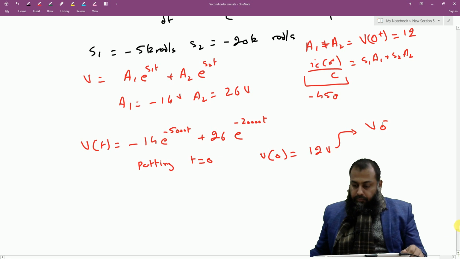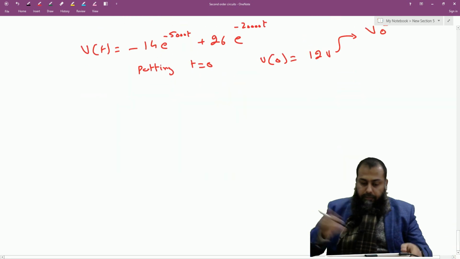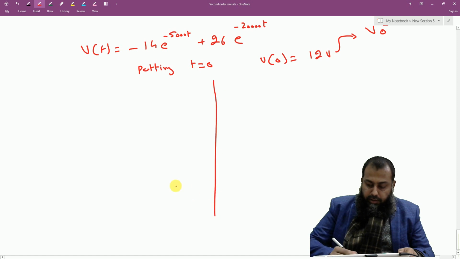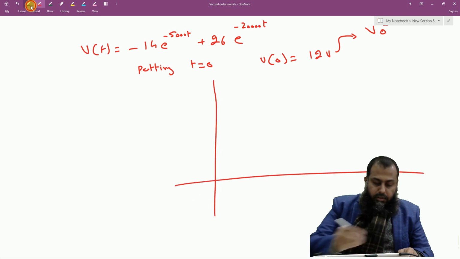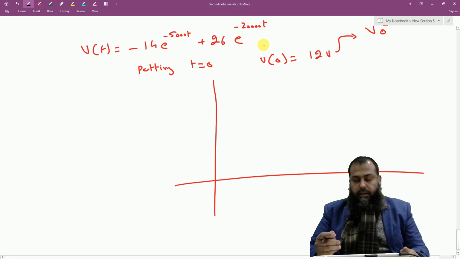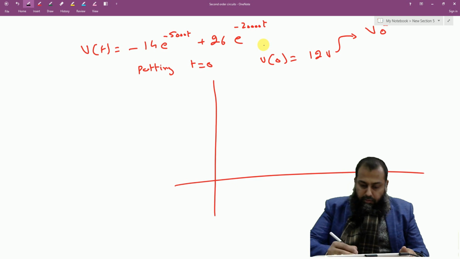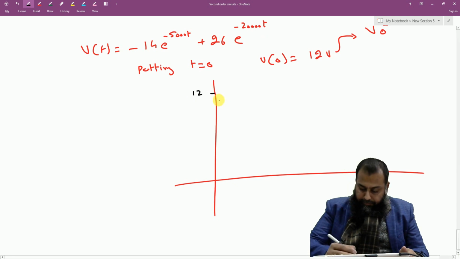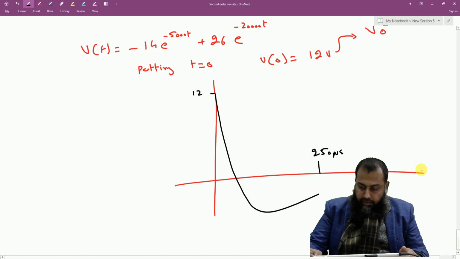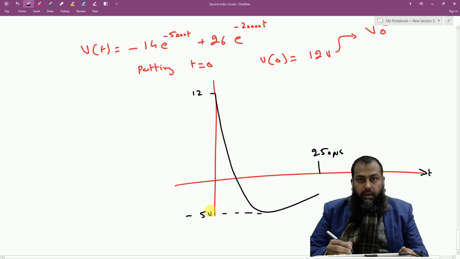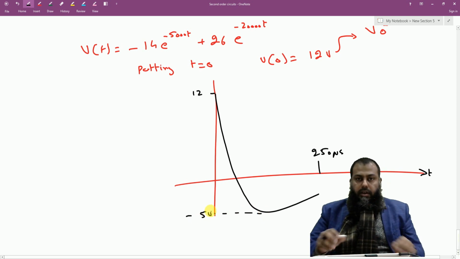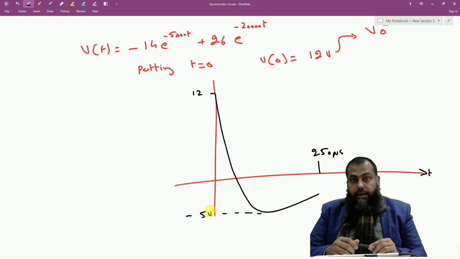Now to plot this particular numerical, we usually use simulation software, because such functions are complex and therefore it is not feasible to plot them on paper. However, if this is 12 volt, the response shall be something like this for 250 microsecond time. This is the time, this is the voltage, and this is something equal to minus 5 volt. So this is how we solve for the response of a circuit which is overdamped.